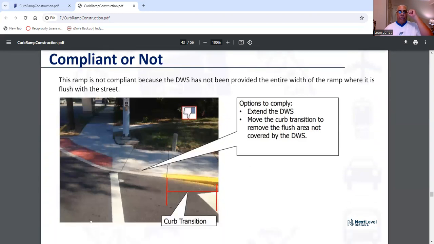This ramp is not compliant because the DWS, which is the detectable warning surface, has not been provided the entire width of the ramp where it is flush with the street. You see this right here. This is exactly what they're talking about. Options: you can extend the detectable warning surface. You can move the curb transition to remove the flush area not covered by the detectable warning surface.